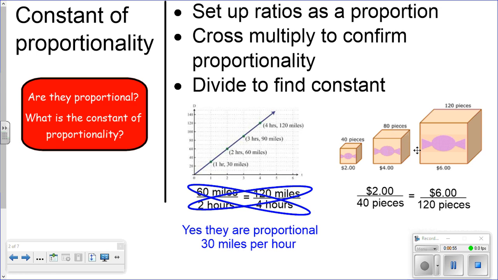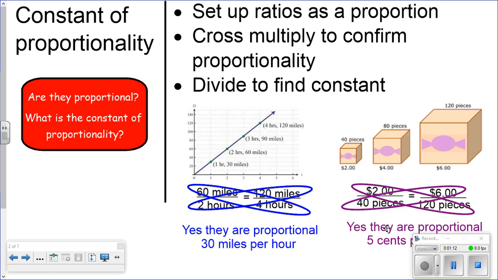Over here I have these boxes, and so I chose two. $2 for 40 pieces and $6 for 120 pieces. So I have to cross multiply to decide if they're proportional. And then I just divide $2 by 40 to get our constant of proportionality. So yes, they are proportional, and it's 5 cents per piece.